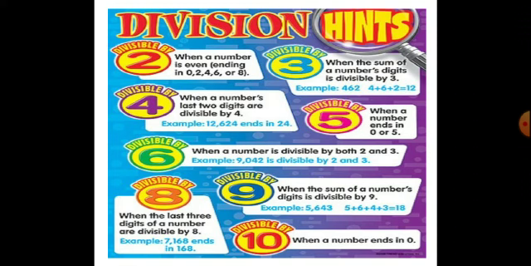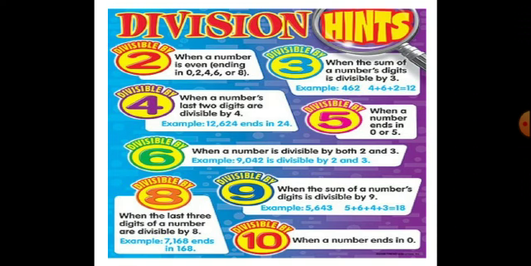Now the divisibility rule of 8: a number is divisible by 8 when the last 3 digits are divisible by 8. For example, 7168 ends in 168, and 168 comes under the table of 8. If you divide it, 8 21s are 168. So that means the number will be divisible by 8.